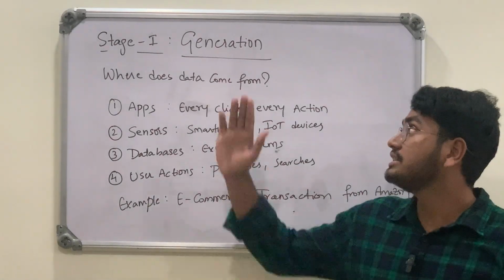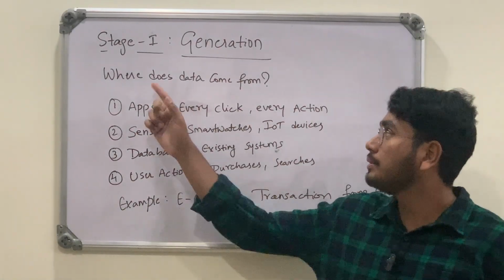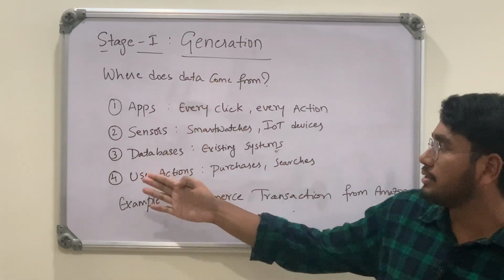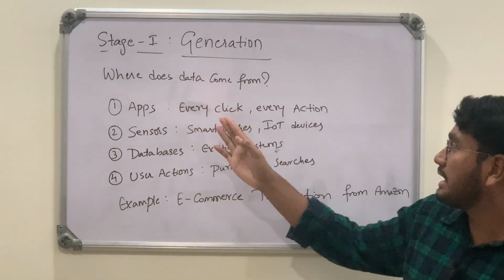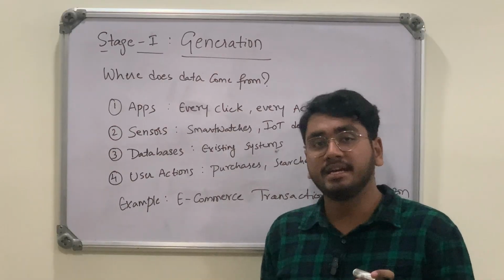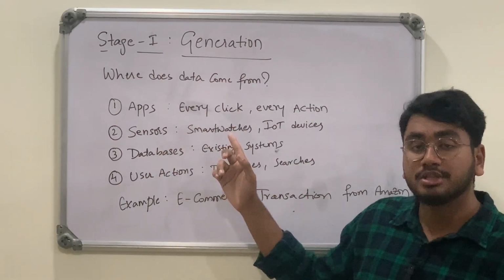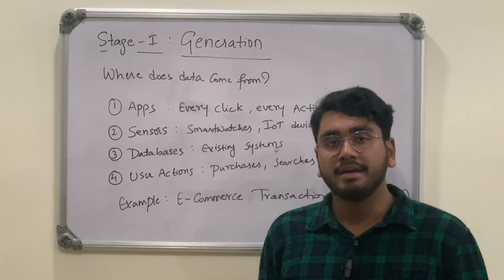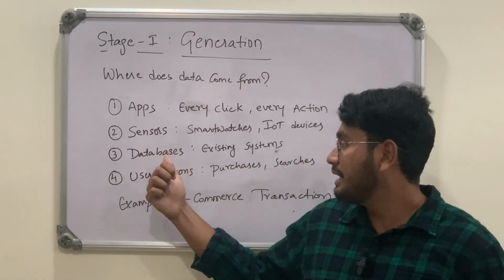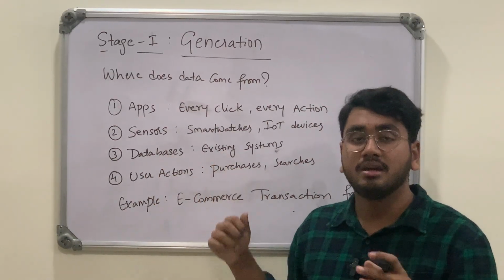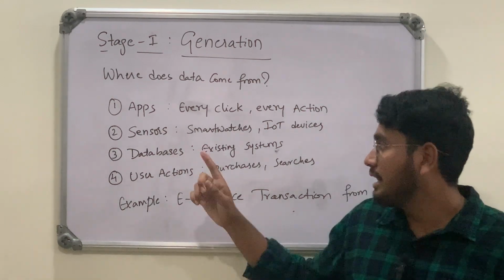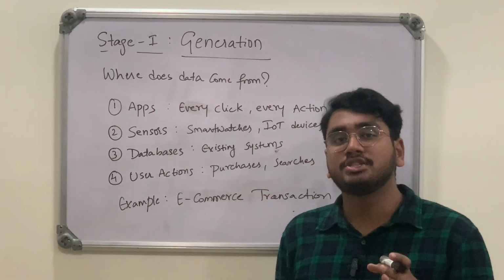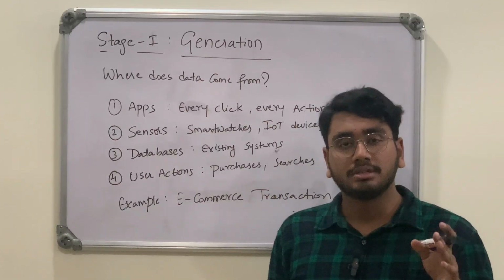Now, starting with the first stage, generation. This stage answers the question, where does data actually come from, right? So data actually comes from majorly these 4 places. First one is apps. Every click, every action that we do in an app is data. Then comes sensors, smartwatches, IoT devices. All the smartwatches, this number of steps we take, our heartbeat, everything is converted into data. Then databases, all the existing systems available is also a source for data. And user actions such as purchases, searches, all the bank transactions that we do, our Google history is everything converted into some type of data.